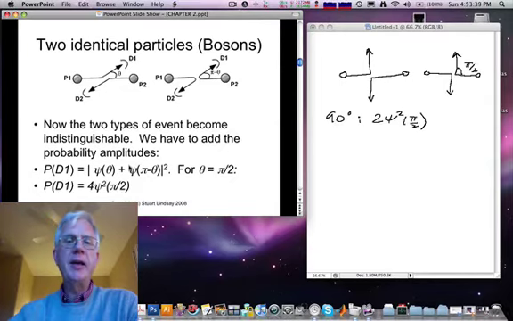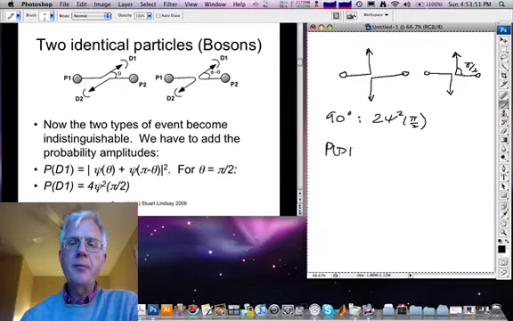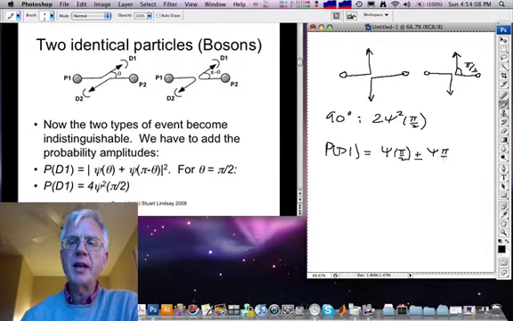So let's go ahead and do this, and let's take the case of scattering at 90 degrees. Then the probability of finding a particle in detector 1 will just be given by the probability amplitude that particle 1 scattered into the detector, plus or minus the probability amplitude that particle 2 scattered into the detector, and then we will square all of that.